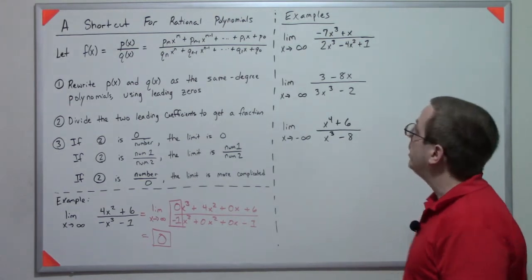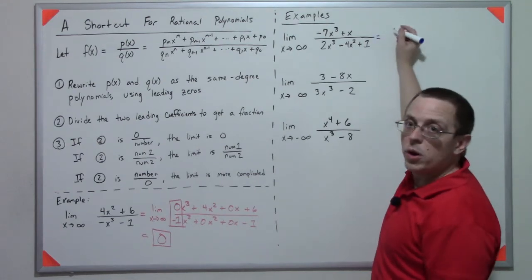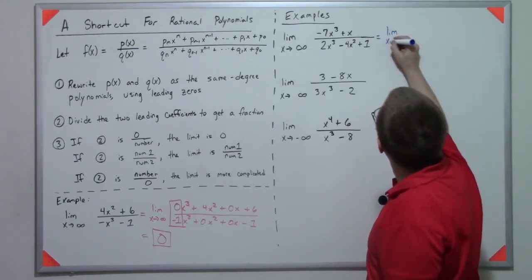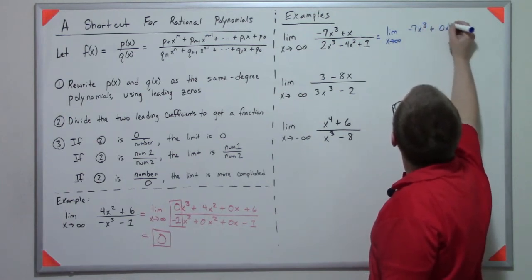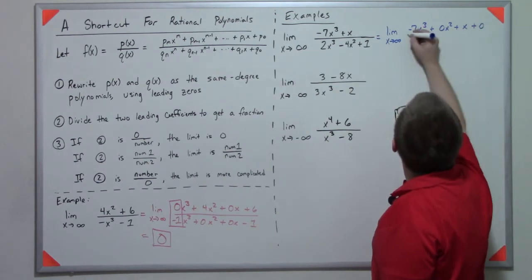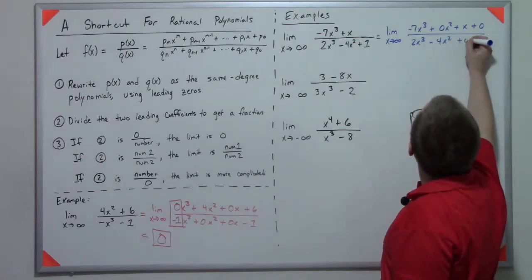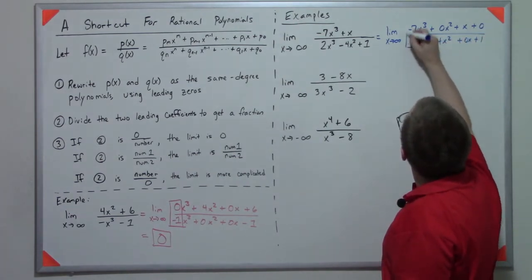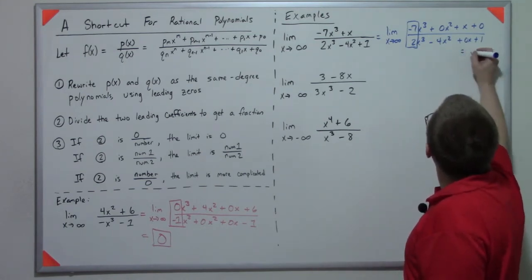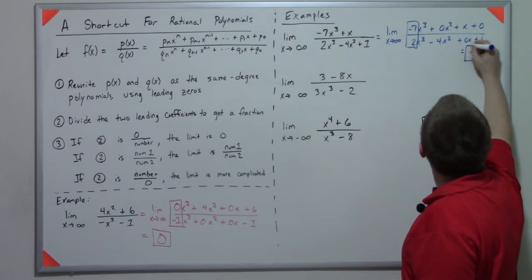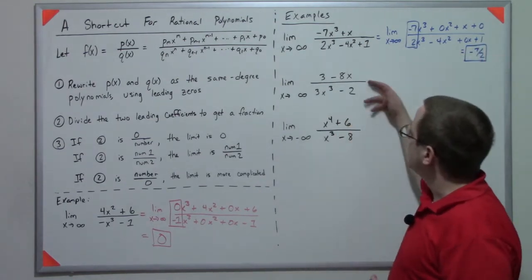Let's try to apply that again. In this case, they're both third degree polynomials. So you get negative 7x cubed plus 0x squared plus x plus 0 over 2x cubed minus 4x squared plus 0x plus 1. You look at that fraction, and the answer is negative 7 halves. Simple enough.